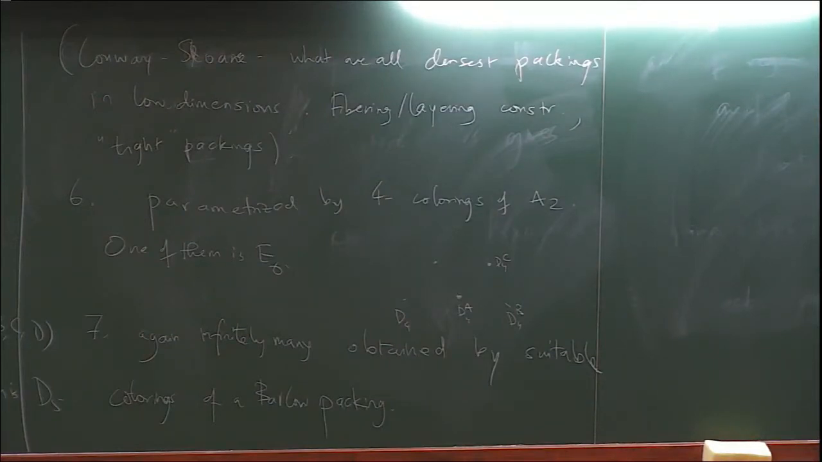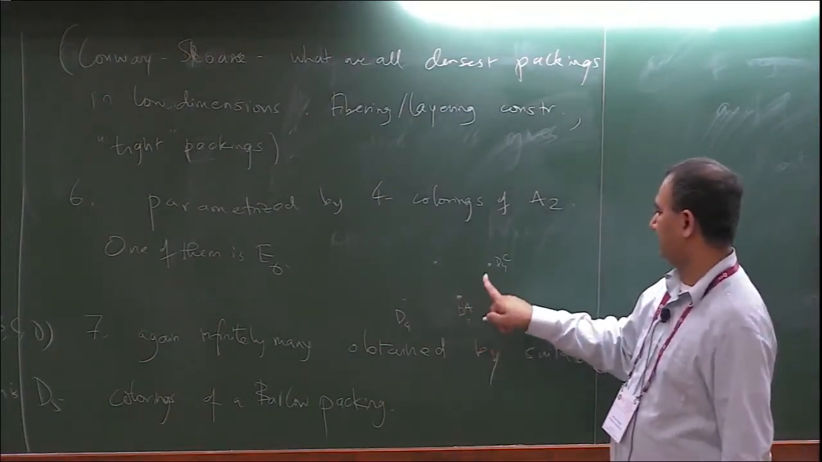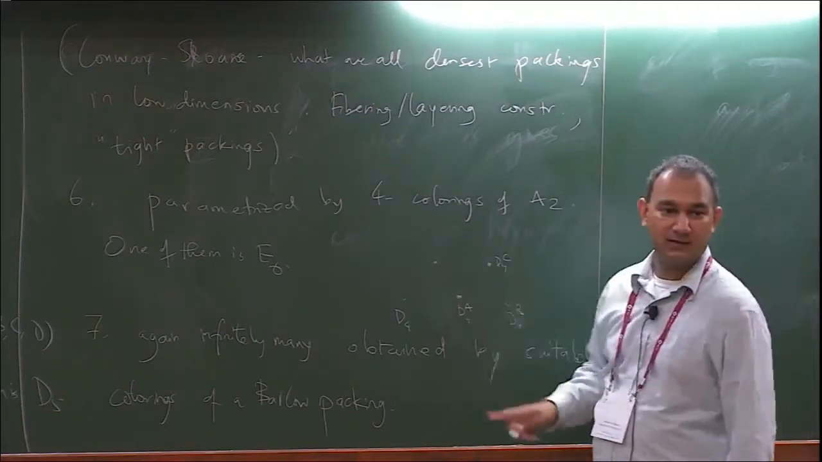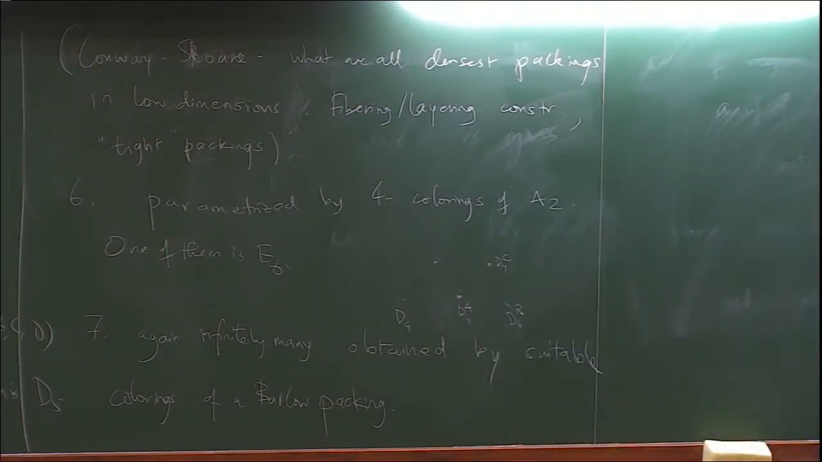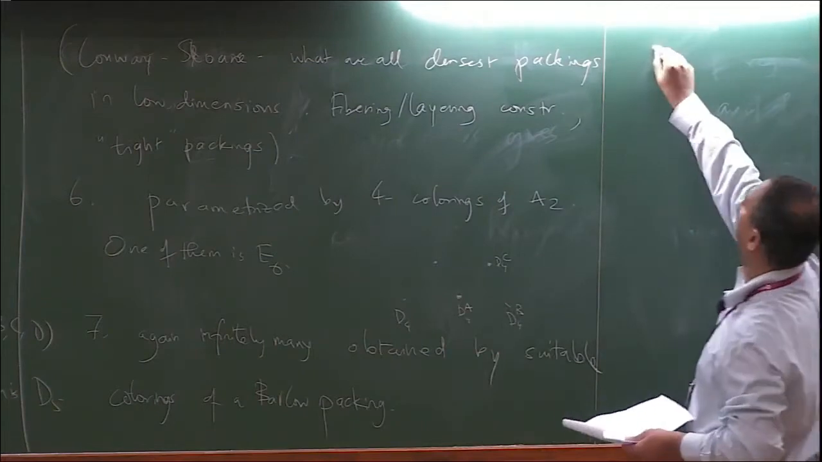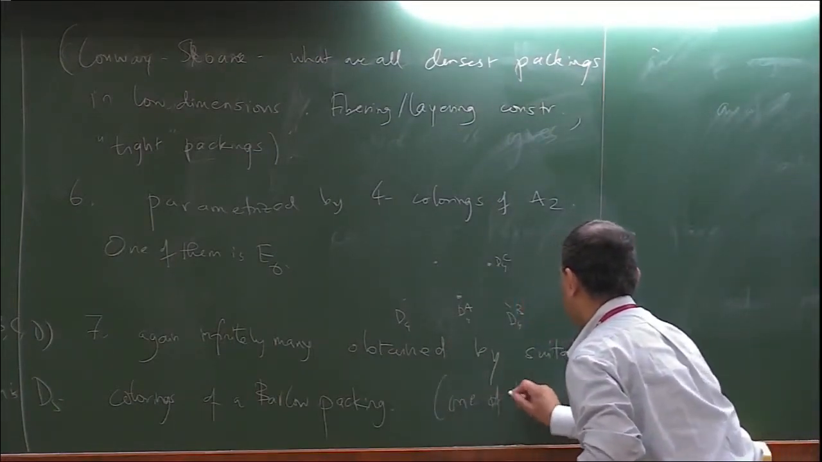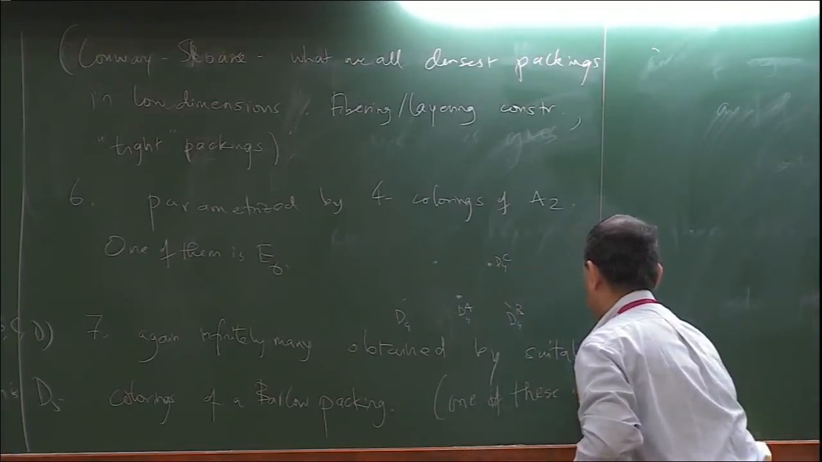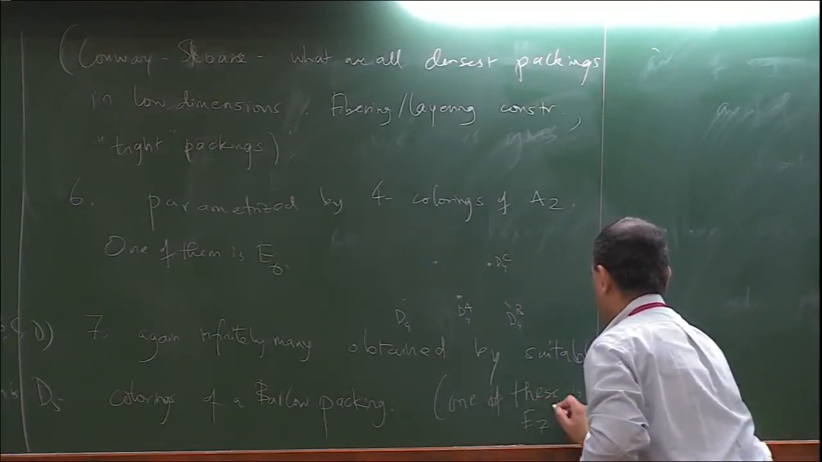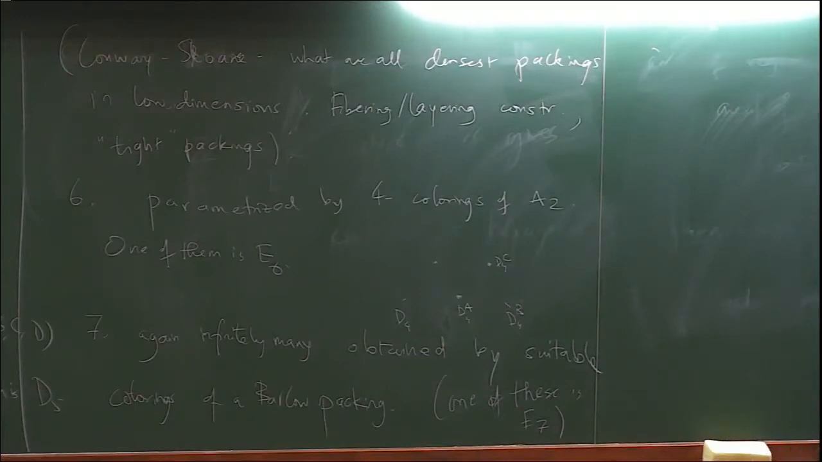The neighbors have to be different, yeah. So whenever you have 2 things which are at the closest distance, they cannot have the same color. That's correct. So say one of these is E7, okay, which will come up in the next lecture.